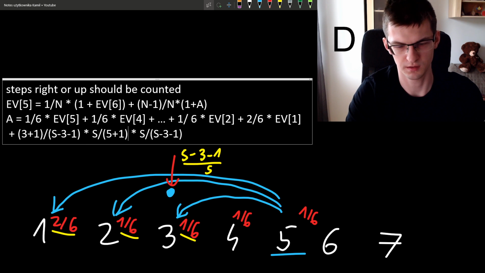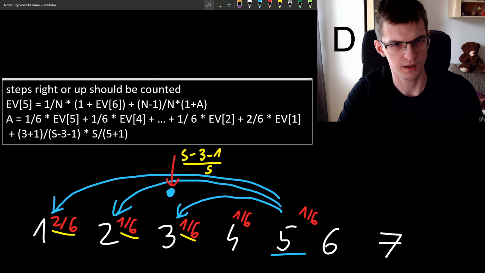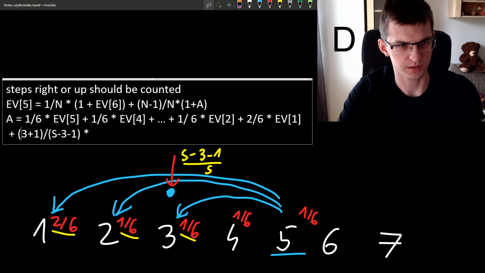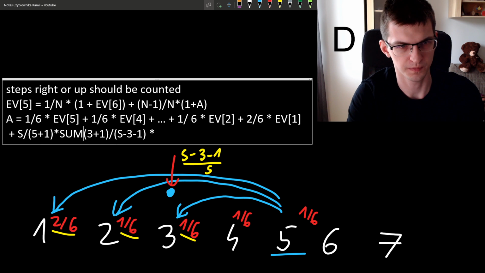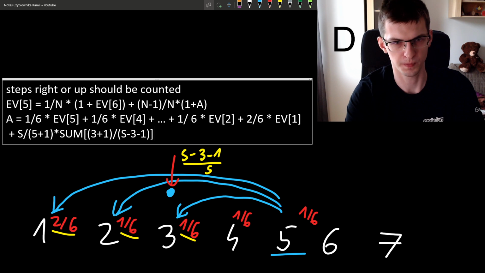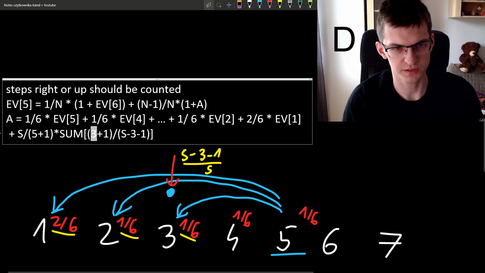When I'm at 5, this is for me a constant. So I will say that it's this times the sum over that, where this is some I.